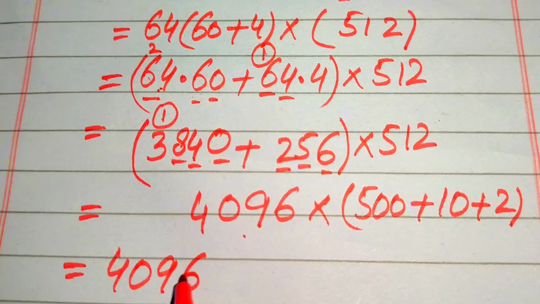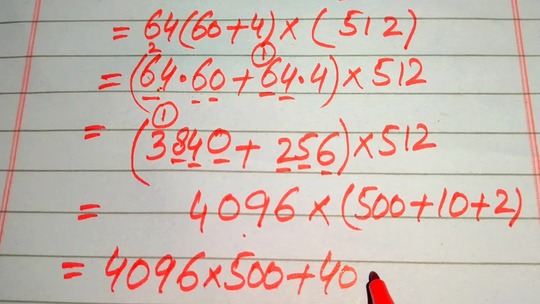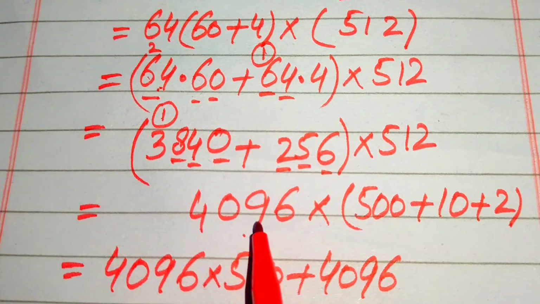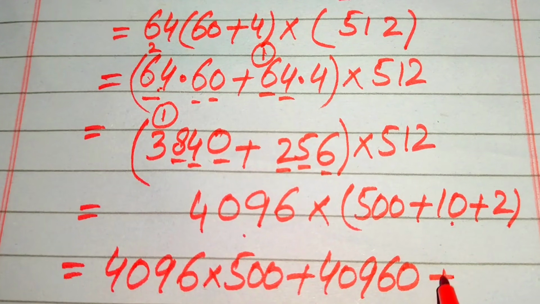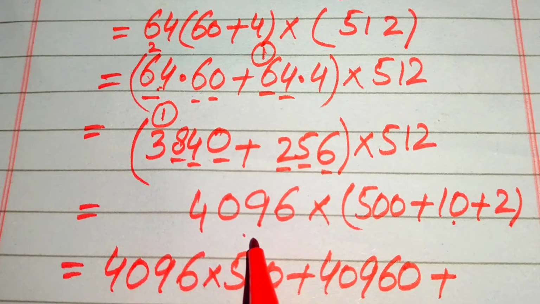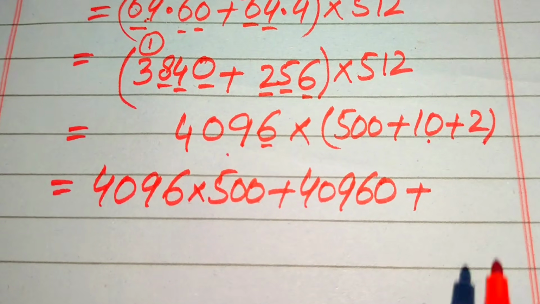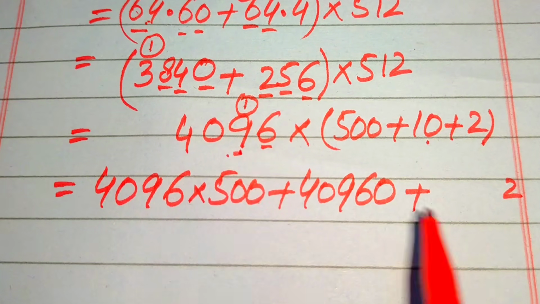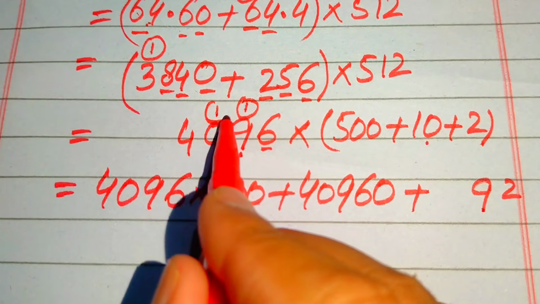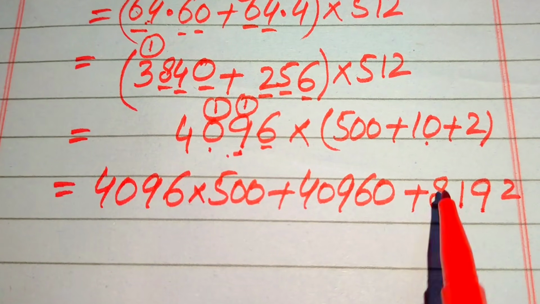4096 multiplied by 500, plus 4096. When we multiply 4096 with 10, here we just write 0 on this term and it will be written in this way. Plus in the same pattern we multiply 2 with this number, we get here 2 6s are 12. So we write here 2 and we carry 1. 2 nines are 18. 18 plus 1 becomes 19. We write 9 and carry 1. 2 zeros are 0. 0 plus 1 becomes 1 and 2 fours are 8.